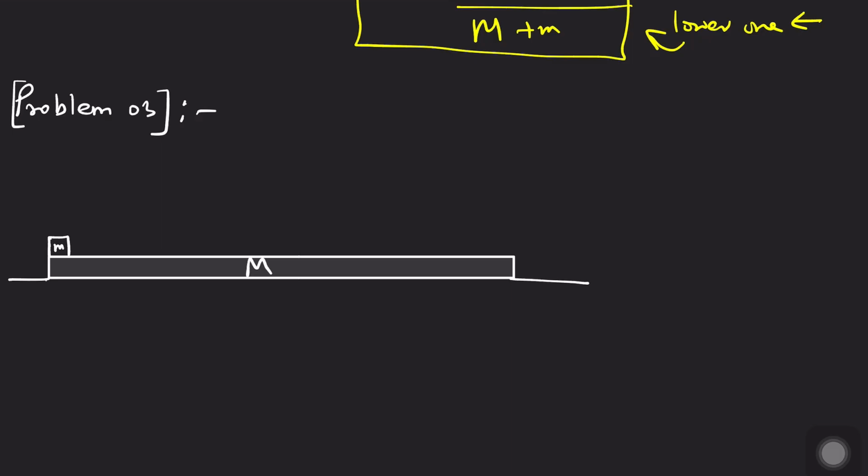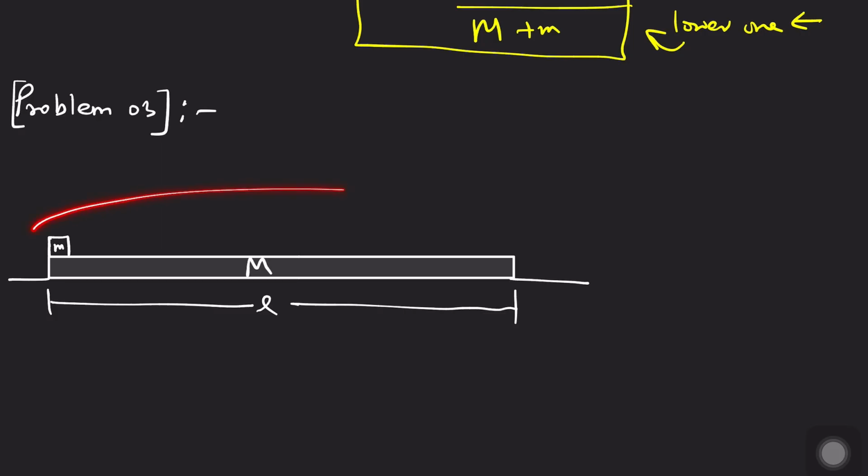It says like this: figure shows a small block of mass small m kept at the left end of a larger block of mass capital M and length L. The system can slide on the horizontal road. The system is started towards right with the initial velocity v.